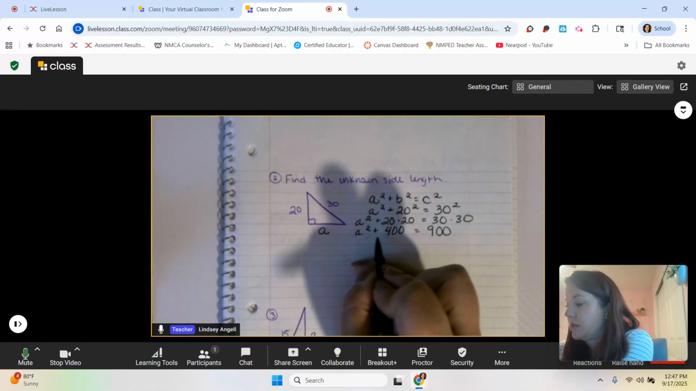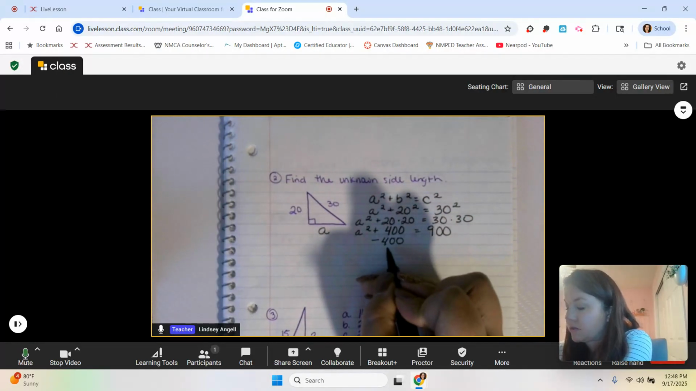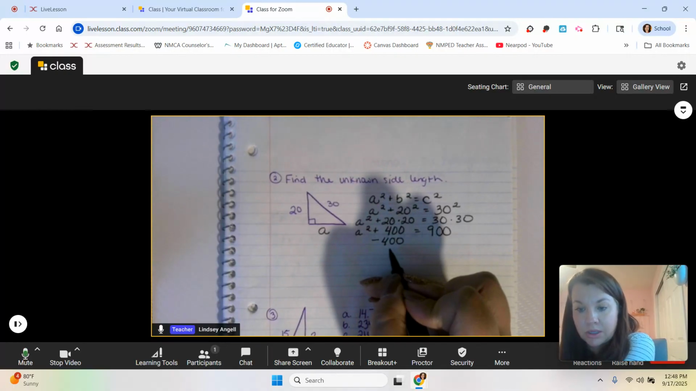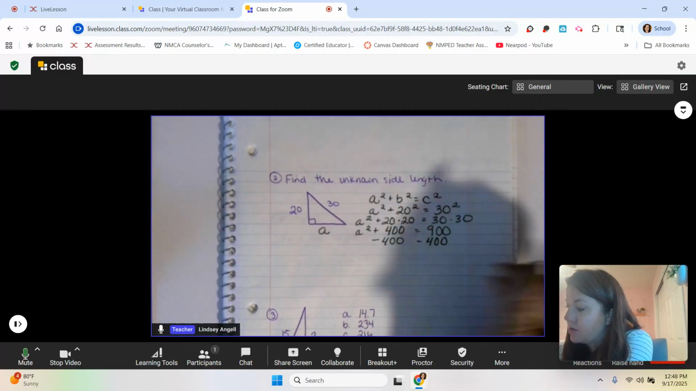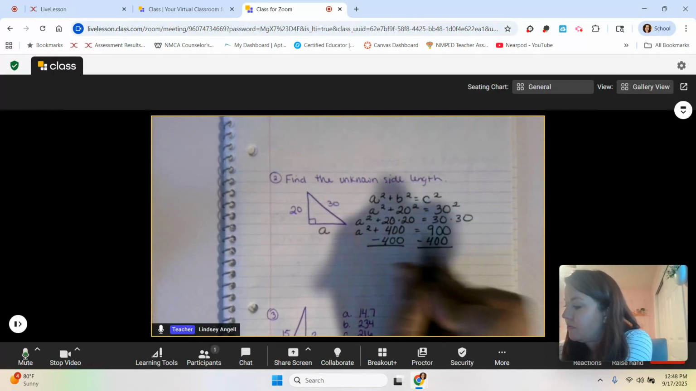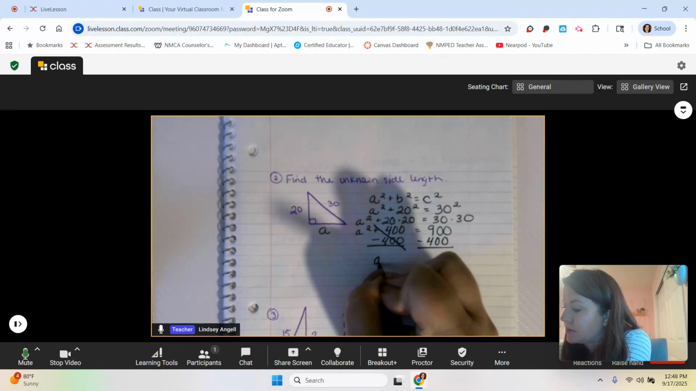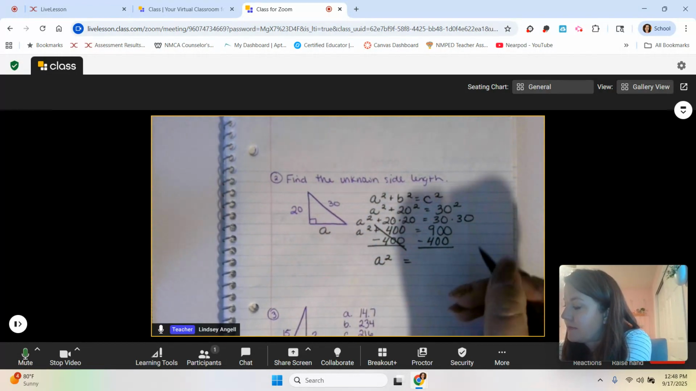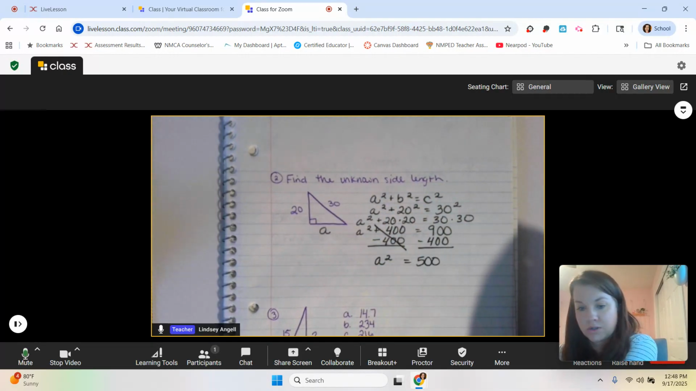So I'm going to continue doing that. My next step is going to be to take away 400, right? I'm adding 400, so I need to do the opposite operation, which is subtraction. Whatever I do to one side, I have to do to the other. So 400 minus 400 is 0. Those cancel out, and I'm just left with A squared on the left. And then 900 minus 400 is 500.